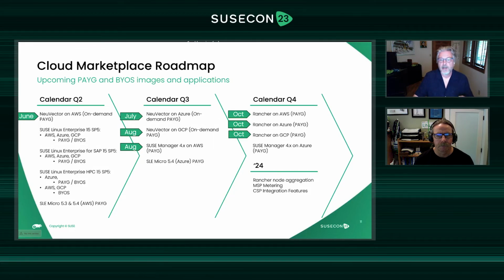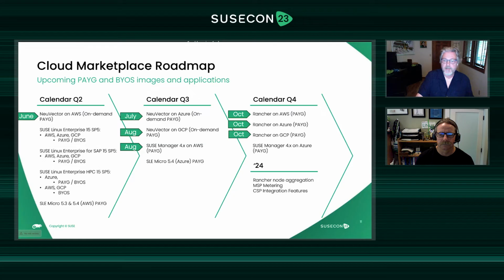Calendar Q4, we have Rancher showing up on Amazon, Azure, and Google all at the same time, hopefully in September, but it's listed as October, and that's the date that we're going to put in the roadmap here, but we always hope that it can come a little quicker. And then SUSE Manager on Azure as a pay-as-you-go offering will show up in calendar Q4 also.